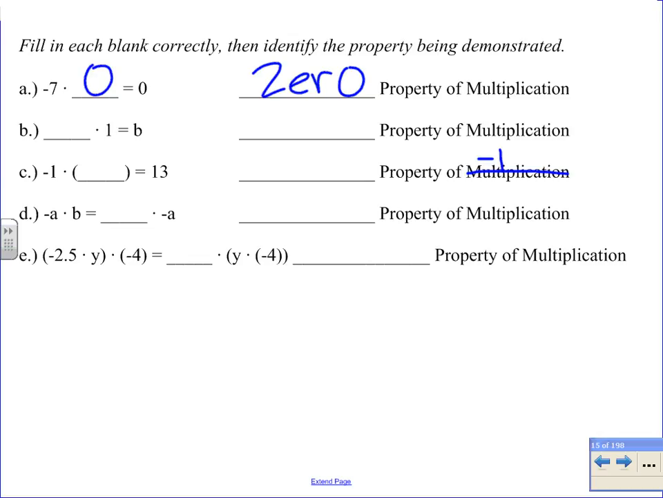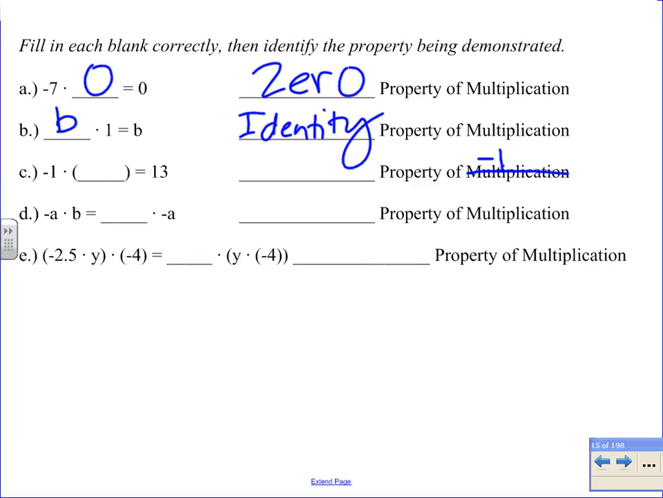What about letter B? Emma M. Good. Filling in B, this is the identity property of multiplication. Anything times 1 is itself. Okay, what about letter C? I should have more than just Emma. Donatus, how about letter C?